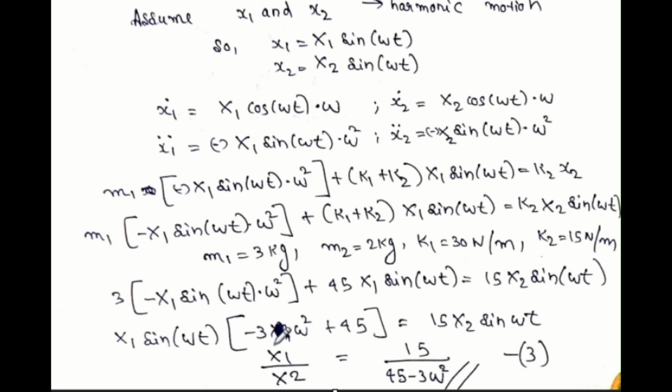So when substituting into the first equation, I got this equation as 15 by 45 minus 3 omega square. After substituting the given values in the question, we get the amplitude ratio from the first equation, for the first body, as this one. In the same way we can do the second body.